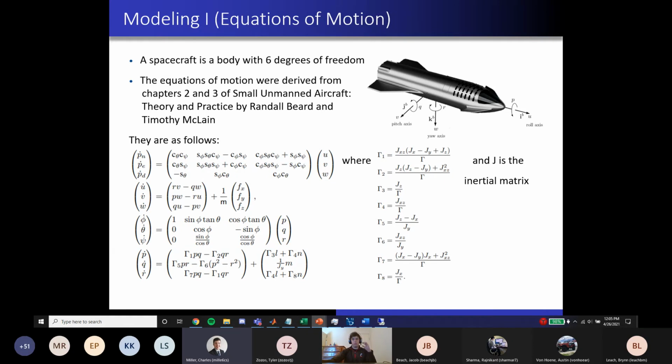So we decided to model our spacecraft with 6 degrees of freedom because in space it is unconstrained, really, by any means. So we modeled it off of the equations of motion we derived from small unmanned aircraft theory and practice in our class. And they're shown there. Next slide, please.